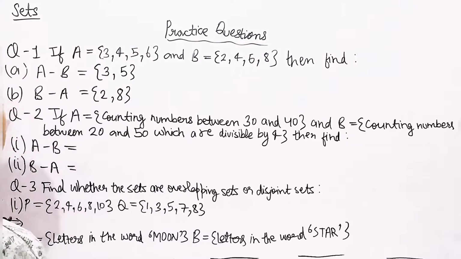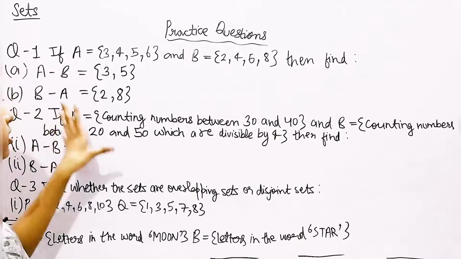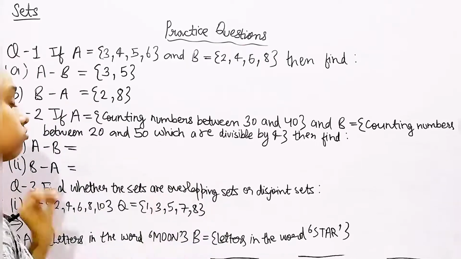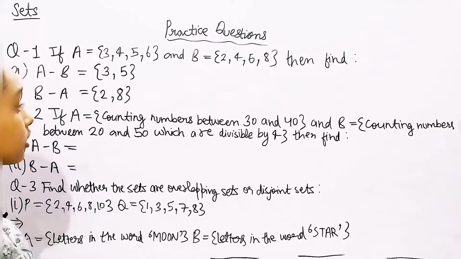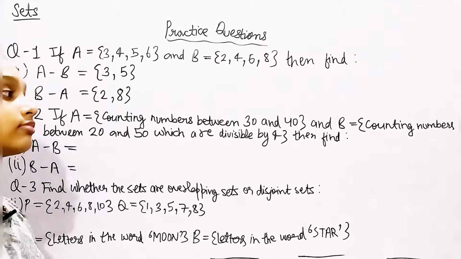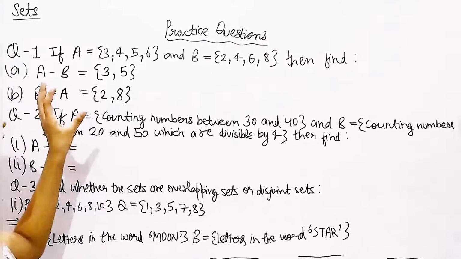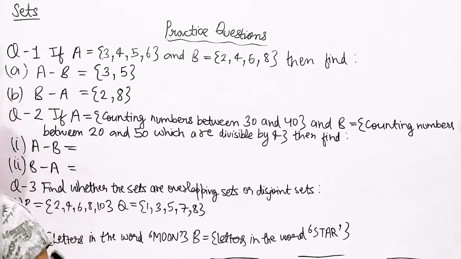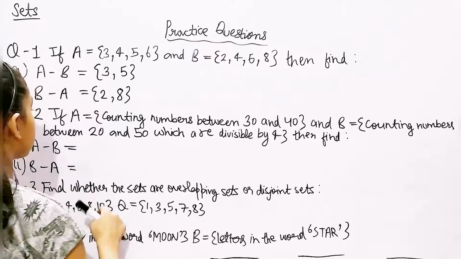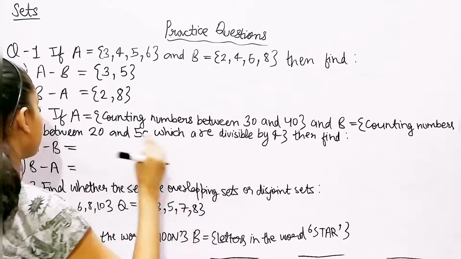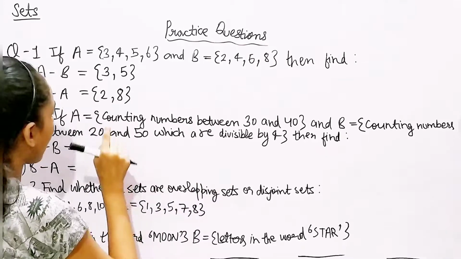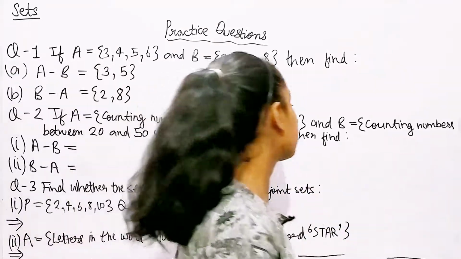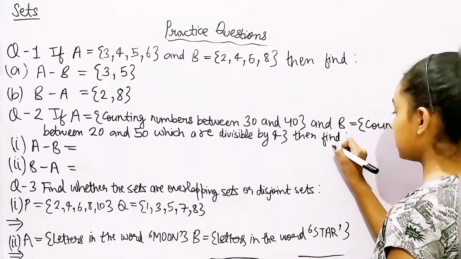Now let's move on to our second question, which is also based on difference of sets, but it's written in a different form, not in the roster form. So first we're going to write them in roster form, then we're going to solve them. Then we're going to find the difference between the sets. Okay, so we have set A and set B again, and set A is equal to the counting numbers between 30 and 40. Let me just write it right here.